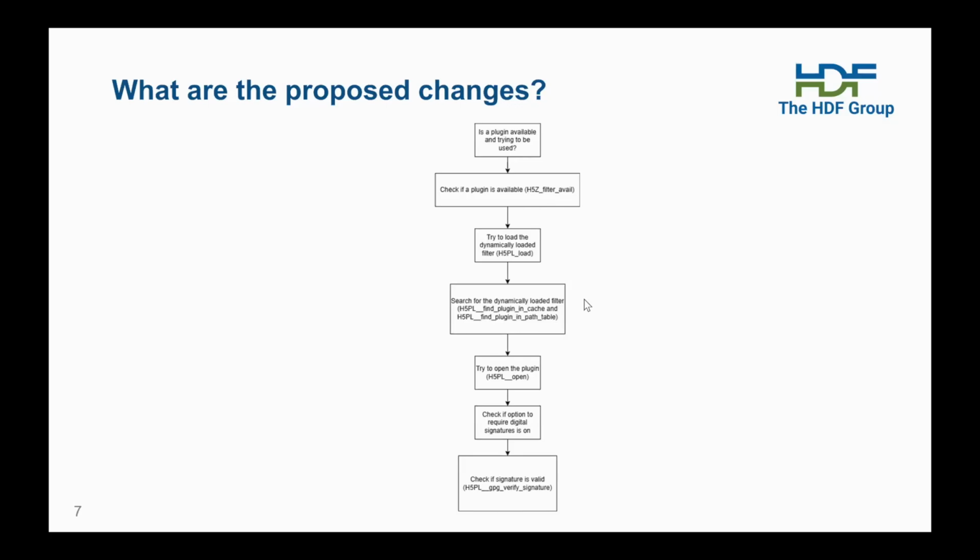So I have a question. In the case of a compression plugin, for instance, you would typically have a plugin that's the interface between HDF5 and the actual compression codec itself. So would you then have to embed the compression codec with the plugin and sign both essentially, or could those be separate?